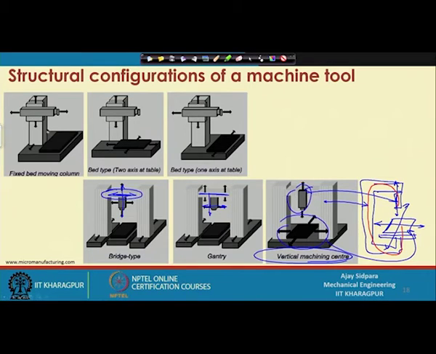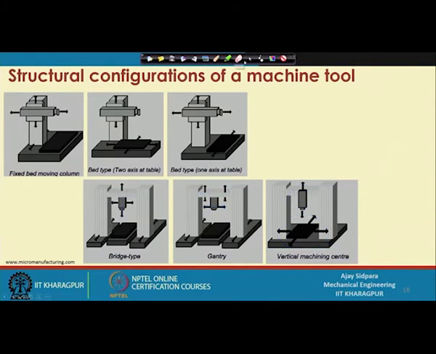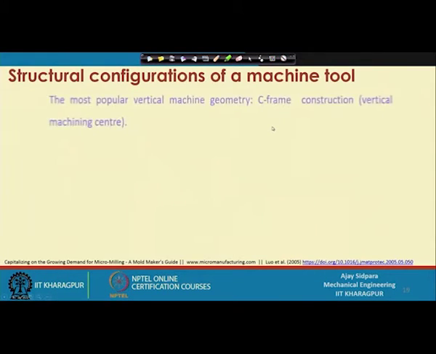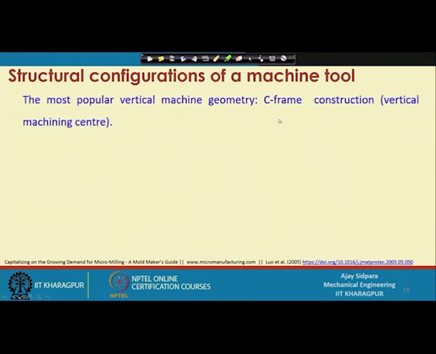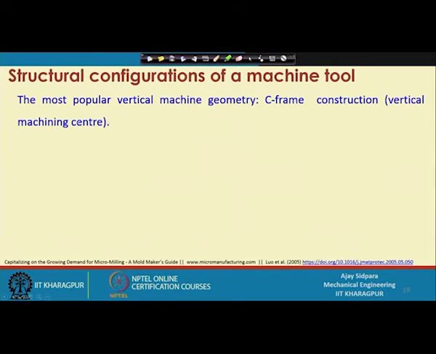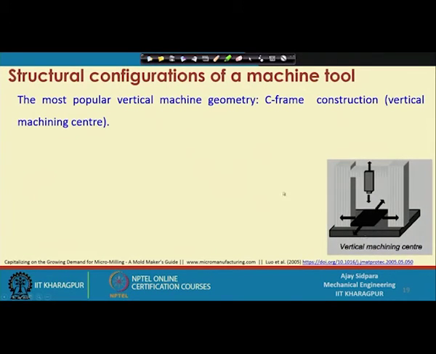So, now question is that which particular configuration is good for higher stability, higher stiffness, and whenever there are forces acting onto the tool or the workpieces, at that time it should not deform permanently or temporarily. So, now let us see that out of the 6 configurations which one is better. Now, which one is better, that this particular thing is much better, that is this called vertical machining center, or it is called the C axis type of thing. Why it is so? Let us see. So, most popular construction is this C frame construction or the vertical machining center. This is this one. Why it is so?